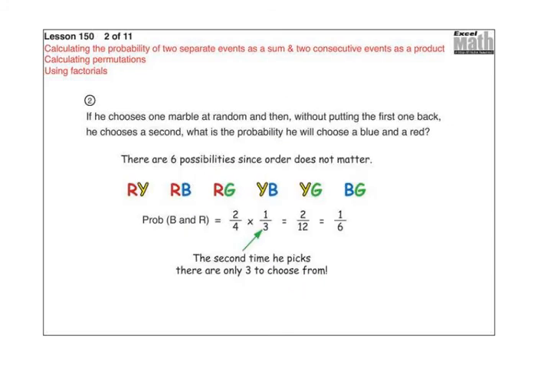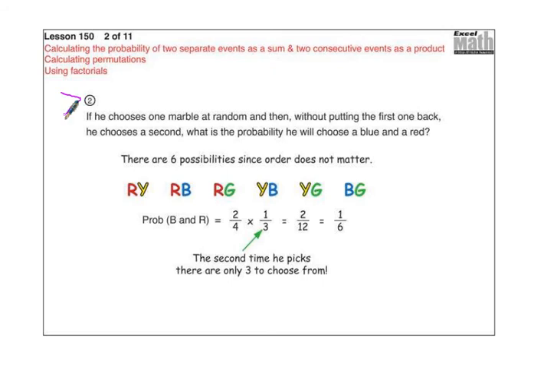So that's how to find the probability of 2 separate events that really don't have anything to do with each other. I either want to pick a red or I want to pick a blue. Picking a red does not make my chances of picking a blue any different. Okay, it's just 2 separate events.